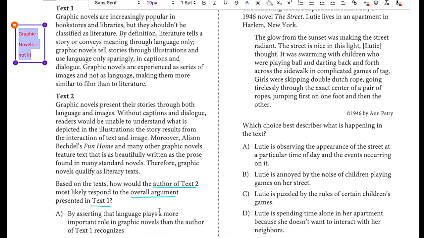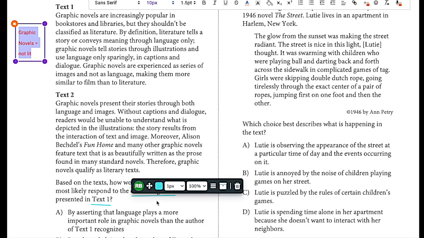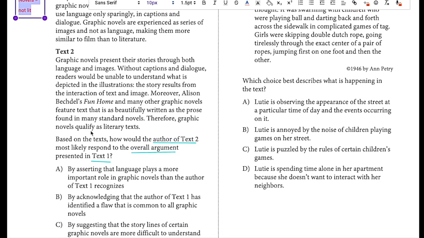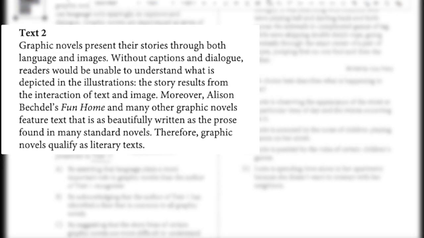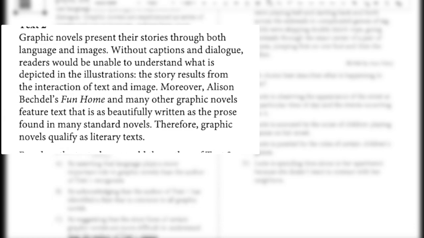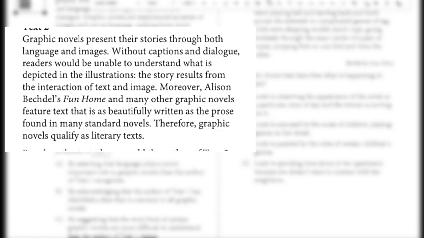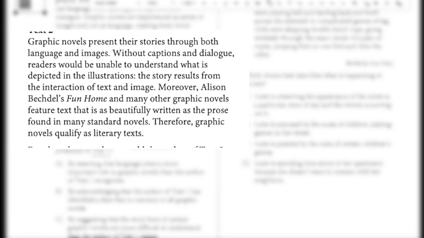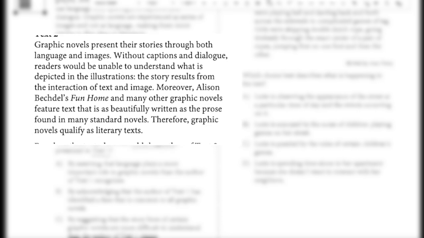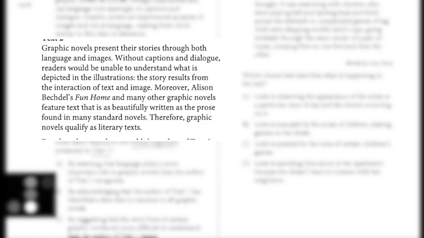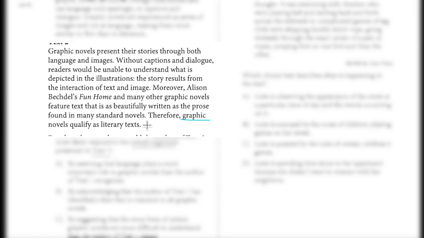How would the author of text 2 respond? Let's see what the author thinks. Graphic novels present their stories through both language and images. Without captions and dialogue, readers would be unable to understand what is depicted in the illustrations. The story results from both text and image. Moreover, Alison Bechdel's Fun Home and many other graphic novels feature text that is as beautifully written as the prose found in many standard novels. Therefore, graphic novels... I really wish I would have started with the last sentence, but boom. Graphic novels qualify as literary text.